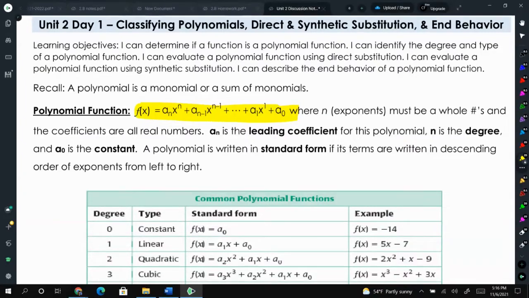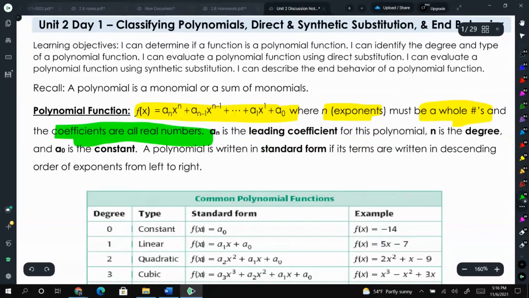But basically, what we can summarize that to is, it's just a function that has a variable raised to some power where that power is a whole number. Your exponents must be whole numbers, and they must be positive numbers. And then the coefficients, the numbers in front, are all real numbers. So you can't have an i in your polynomial. That would make it a non-polynomial function.